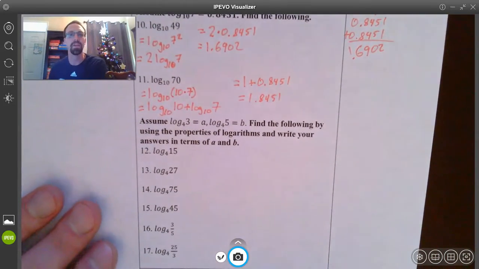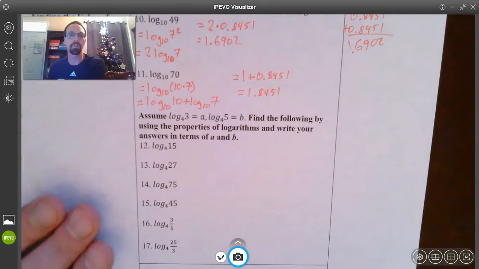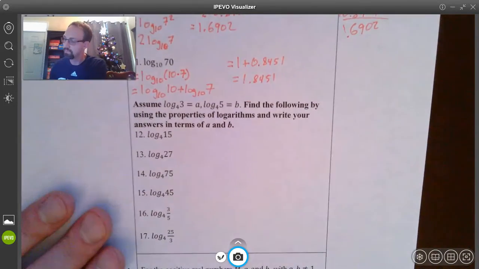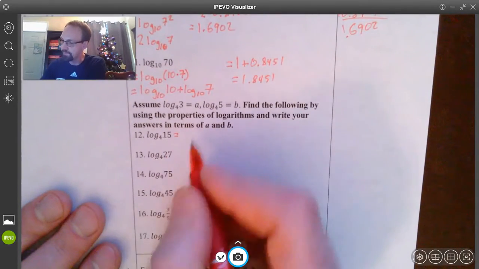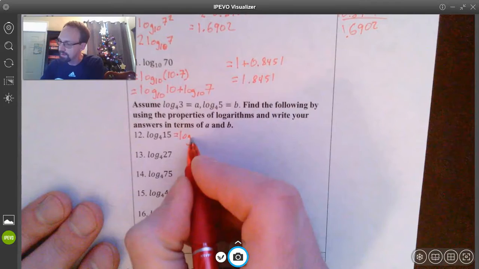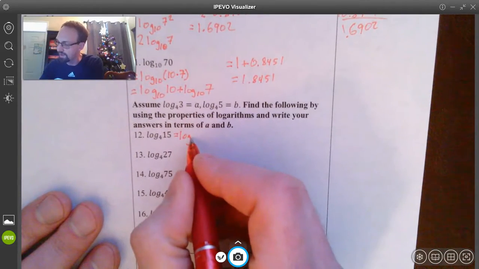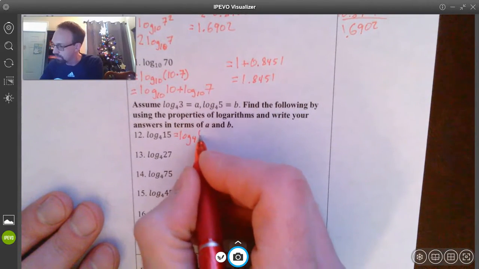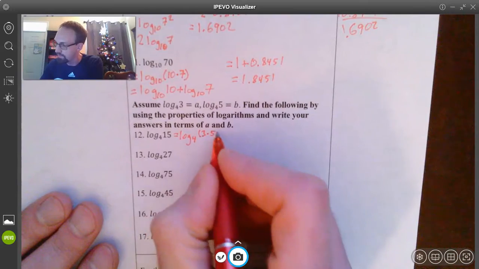The next one, we're assuming that log base 4 of 3 is A and log base 4 of 5 is B. So find the following properties of logarithms, write your answer in terms of A and B. So here I have 15. Well, I can get 15 in terms of 3 and 5 by taking 3 times 5.